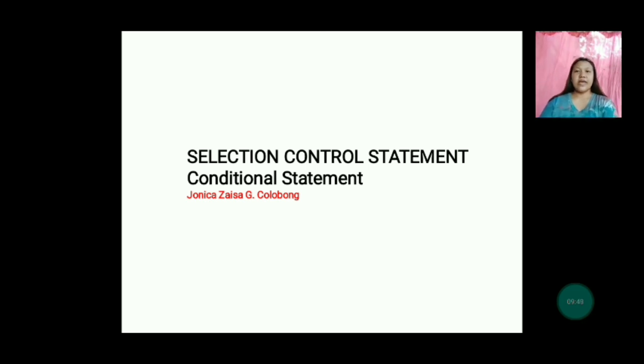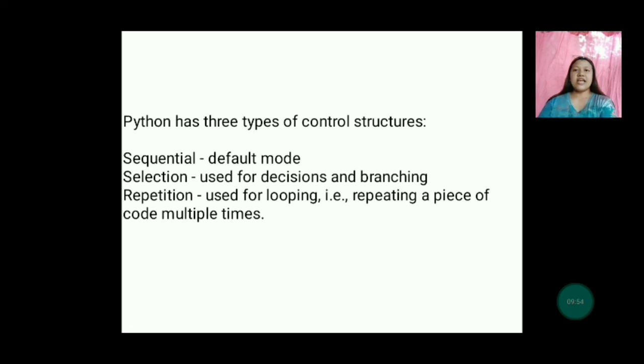Selection control statement, conditional statement. Python has three types of control structures, which are sequential, selection, and repetition. Sequential is the default mode. Sequential statements are a set of statements whose execution process happens in a sequence. The problem with sequential statements is that if the logic is broken in any one of the lines, then the complete source code execution will break.